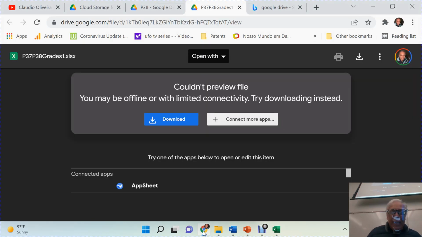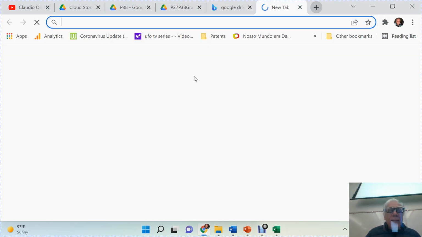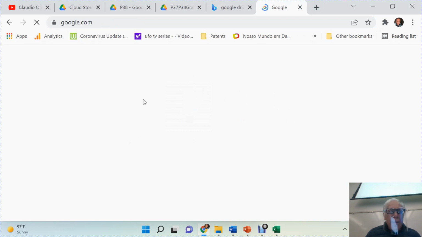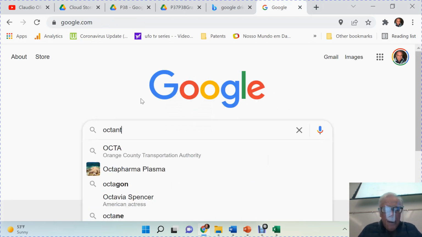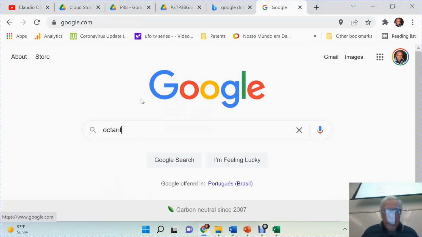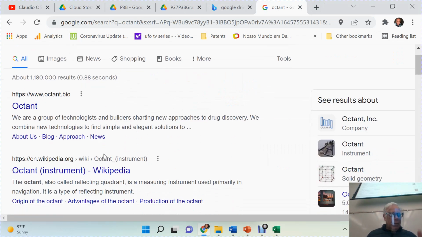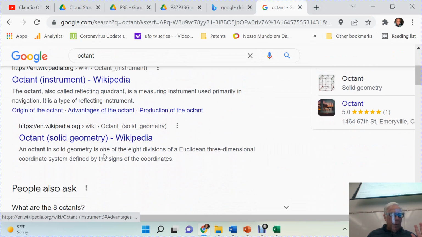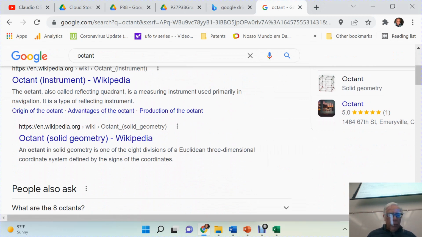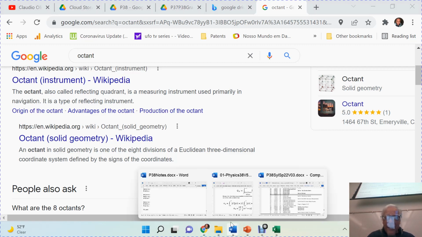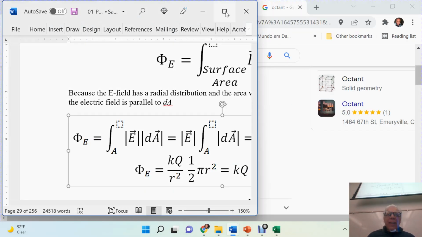Octants. Let's take a look at the internet here. Octant. Let's see. Yeah, oh no, that's not the octant. Octant is an instrument, solid geometry. So it's one of the 8 divisions of the Euclidean three-dimensional coordinate system. Cool. Octants. Okay, so I'm gonna fix that in my notes, right? Here you go. It's not quadrant.